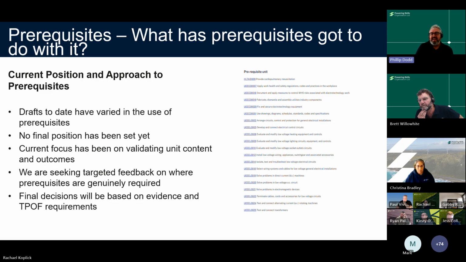I suppose a simple way for us to approach that is, as Christina said, the idea is we get the drafts out early so everyone can have a look at them and provide feedback. In some cases we can probably be a little bit clearer, but the idea around the drafts was getting the content and validating what the requirements were for the units of competency. So our position at PSO to date hasn't really been to focus in on the prerequisites.